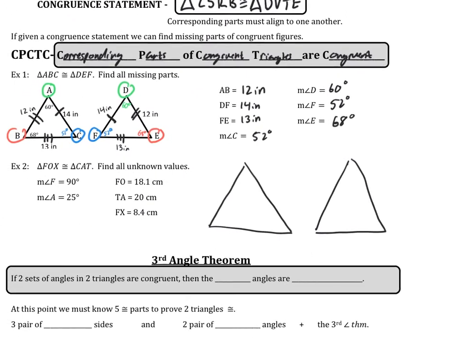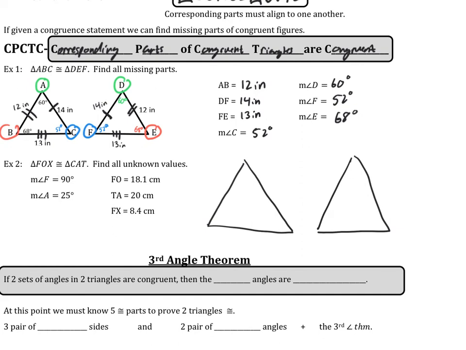So we can set this up so that the corresponding parts are actually sensibly in the same location. So FOX and then CAT. So I'm just going to go ahead and stick on some congruency markers. So FO is congruent to CA, OX to AT, CT to FX there, okay? And then we'll fill in what we know.